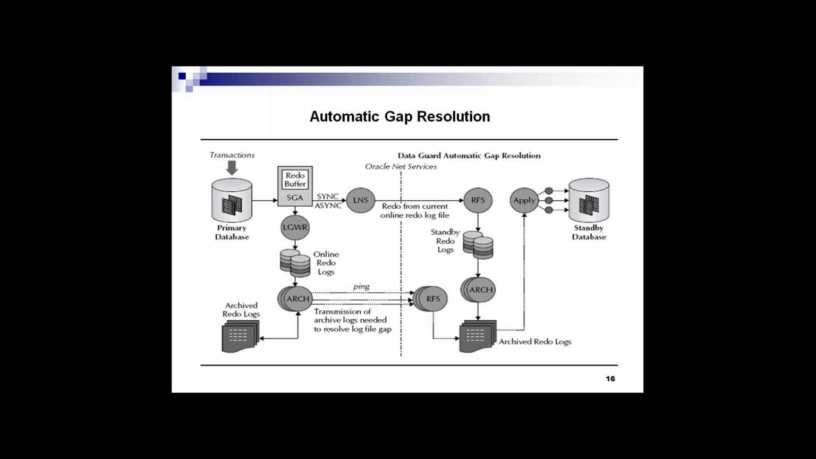So here we have two main background processes, that is RFS and LNS, for picking and transferring the logs. And we have another background process called MRP, the managed recovery process. The apply operation is basically done by the MRP process at the standby side.